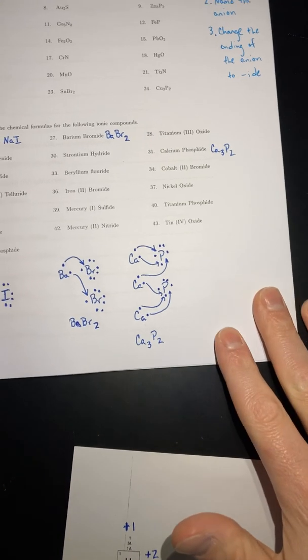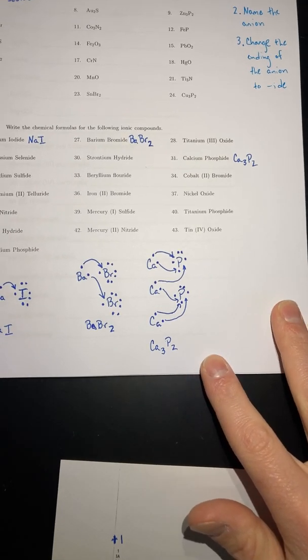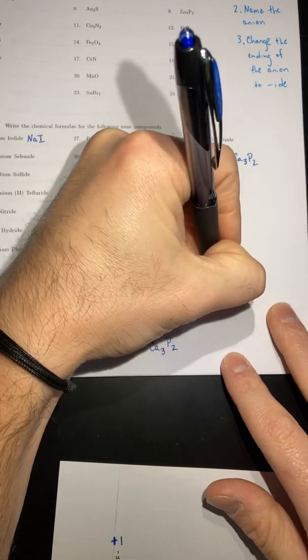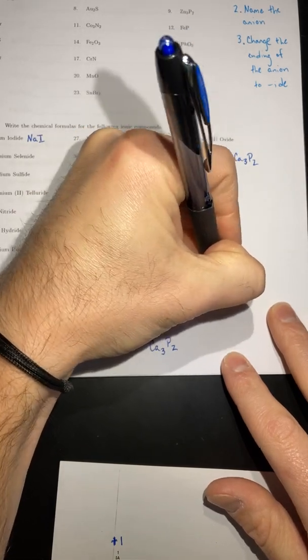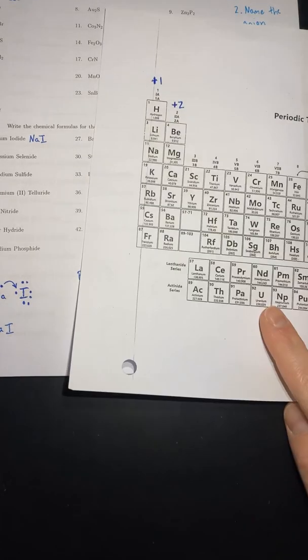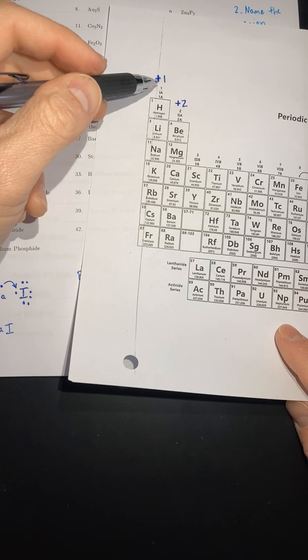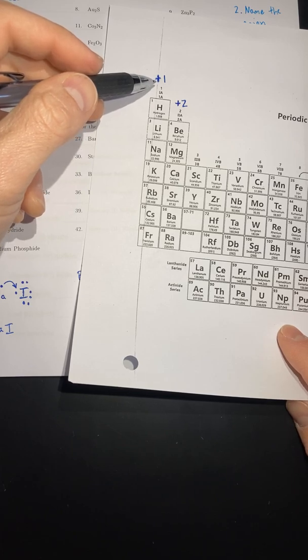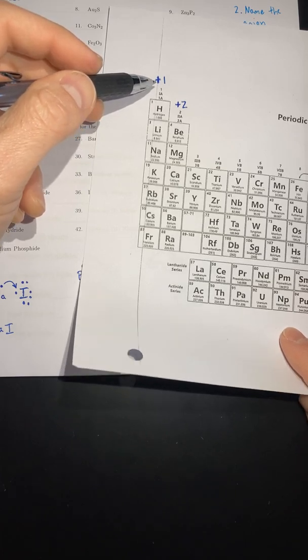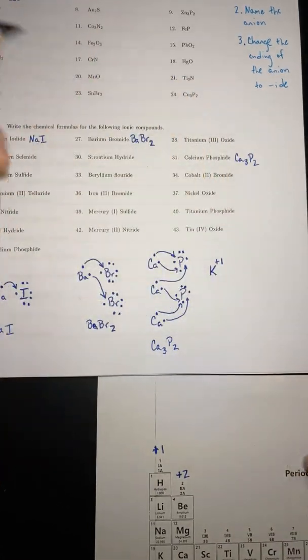All right, look at number 29, potassium selenide. Okay, what is the normal charge on potassium? Potassium's right here. Charge is +1. Everybody understand that? Okay. So write the charge.